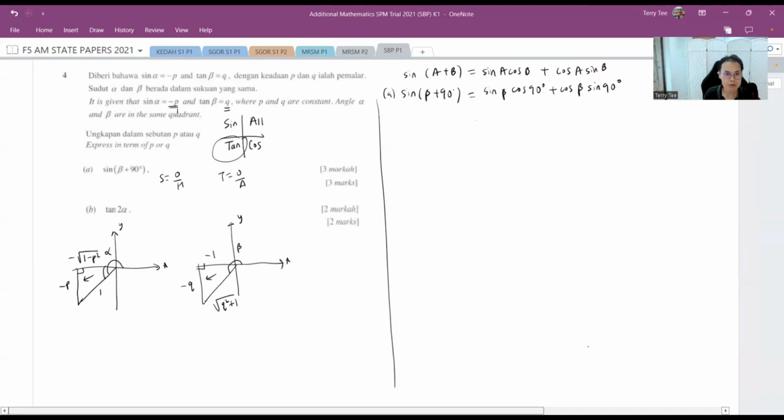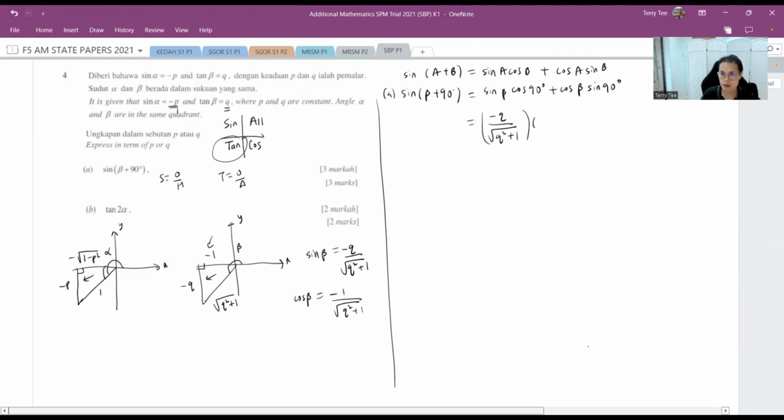Now, for beta, we have to read from this triangle. As you can see here, sine is a ratio of opposite over hypotenuse. My opposite is negative q. Hypotenuse is square root q squared plus 1. Cos beta is your adjacent over hypotenuse. Adjacent is negative 1 over square root q squared plus 1. So we're going to put sine beta first, negative q over square root q squared plus 1.